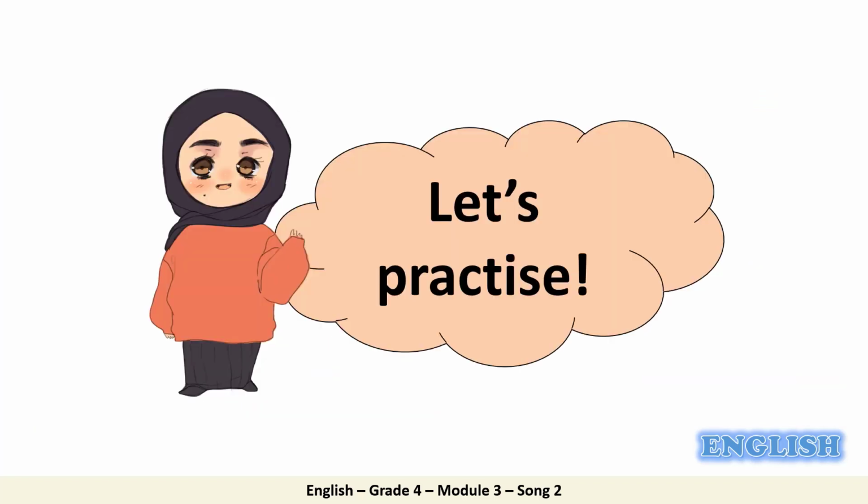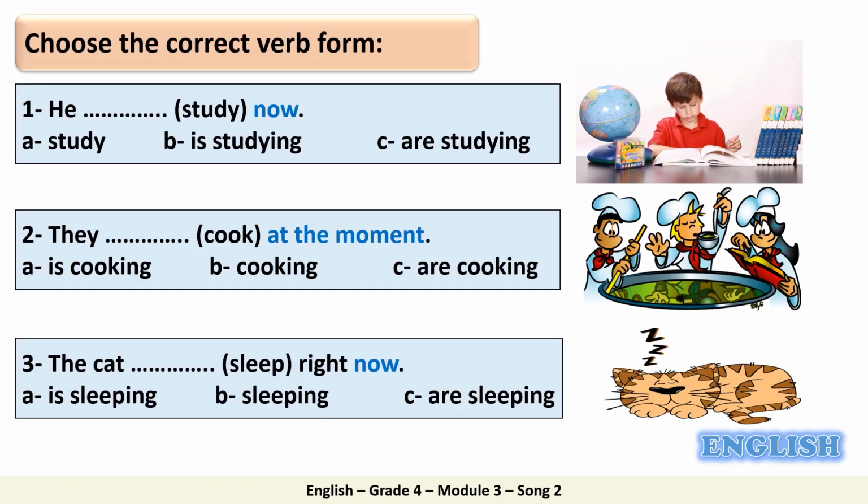And now, are you ready to practice? Let's go! In this activity, you are going to read the sentences and choose the correct verb form. Number 1. He study now. So, now is the key word of the present progressive. So, what is going to be the correct answer? Study, or is studying, or are studying? What do you think? Excellent, is studying.